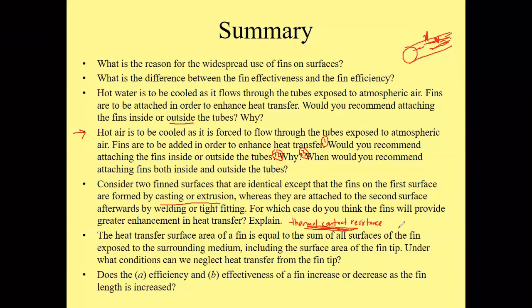Right. So I talked about this in this video. You can see that when the fin is too long, or when the surface area of the fin tip is too small compared to the total surface area of the fin. Or, for example, if you have a rectangular fin like this, the tip here is very, very small, isn't it?